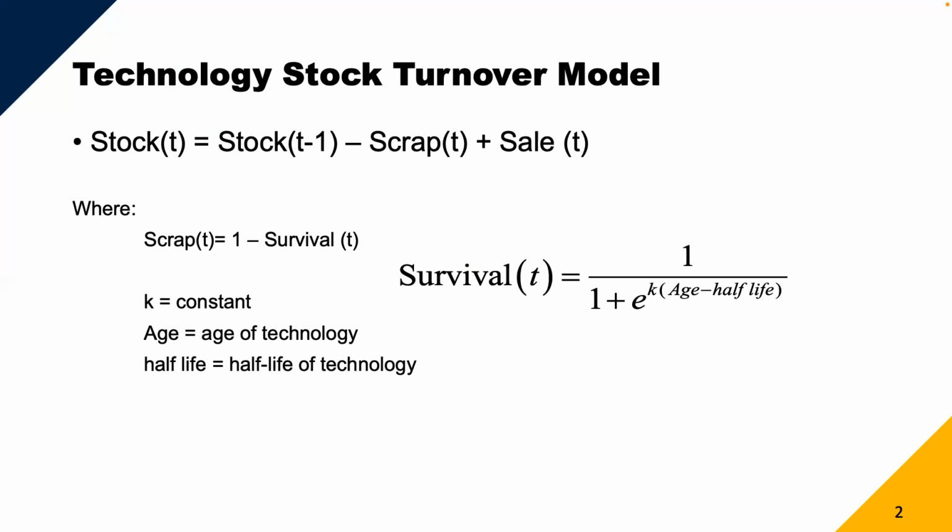So, 1 over 1 plus e to the k times age minus half-life. Age is the age of the vehicle, and then half-life is a term that we use traditionally in chemistry, but it's also useful for population dynamics. It indicates the length of time it takes for half of the vehicles to leave the population.